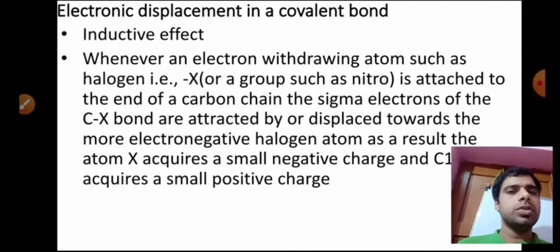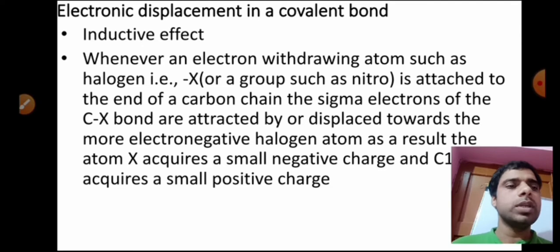So, this is a video of class 11, and in this video, we are going to talk about the electronic displacement in a covalent bond. First of all, you have to understand that there are different types of covalent bond. Earlier, you have read in class 10 single bond, double bond, triple bond. Then how will the electronic displacement take place in a covalent bond? And for that we will study the inductive effect.